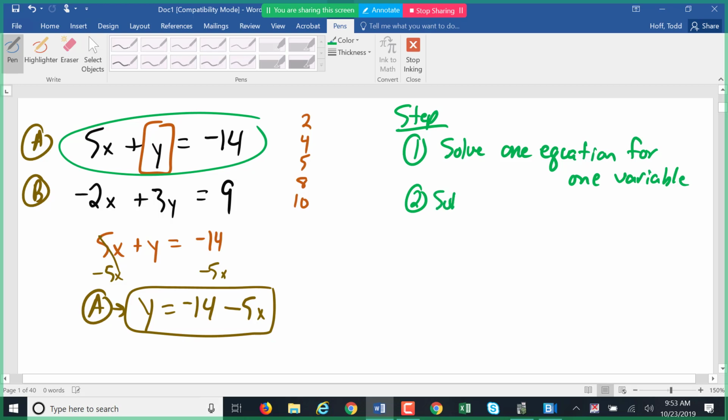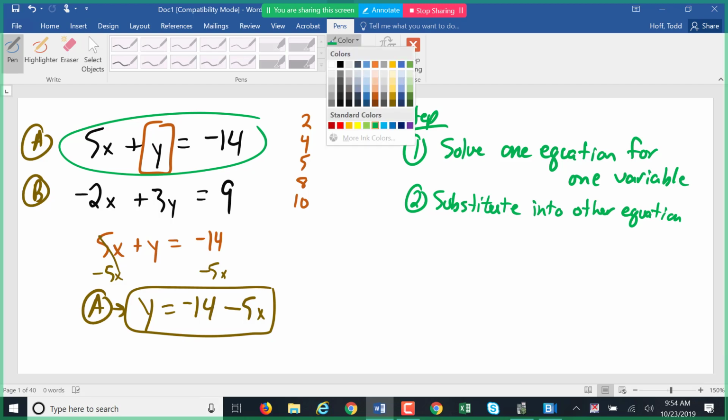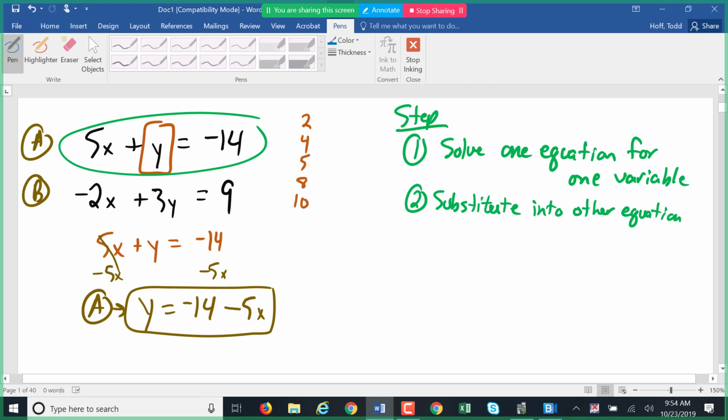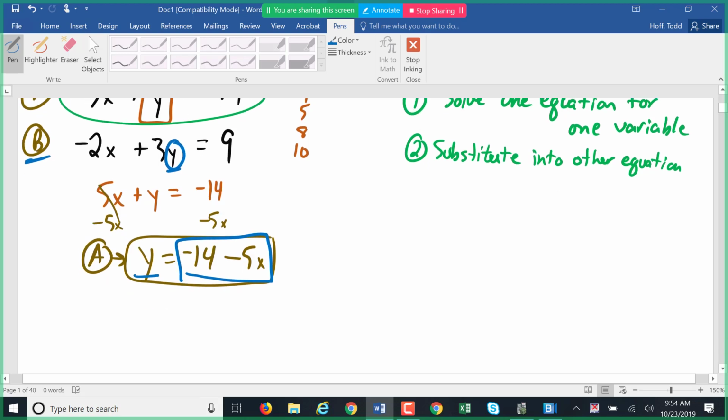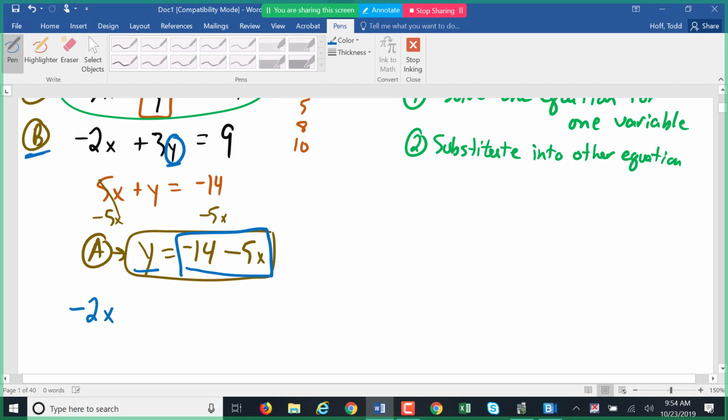Second step is going to be to substitute into the other equation. So here we solved equation A to get y equals. We now have to put that into the other equation, equation B. We're going to replace the value of y with that. If y equals negative 14 minus 5x in equation A, y also equals that in equation B. So equation B becomes negative 2x plus 3 times, replace the y with negative 14 minus 5x, equals 9. And now we solve this.